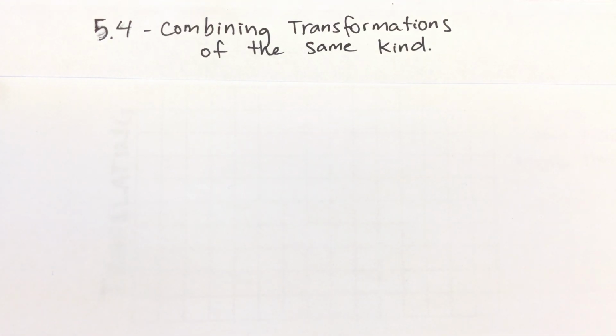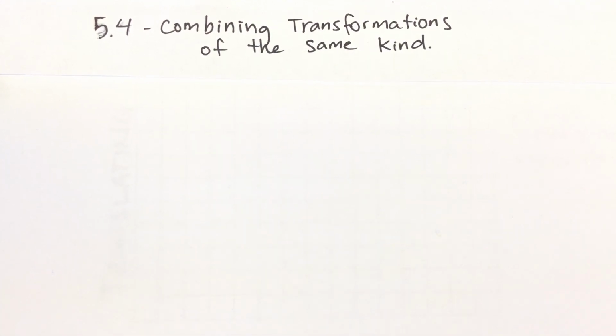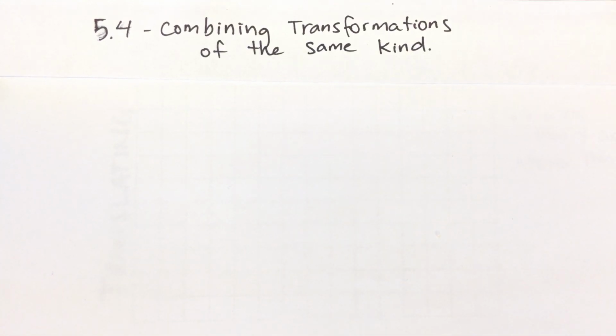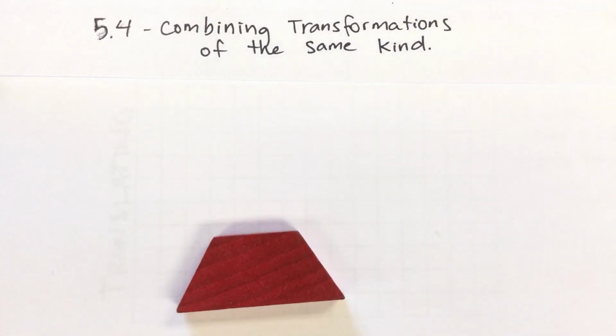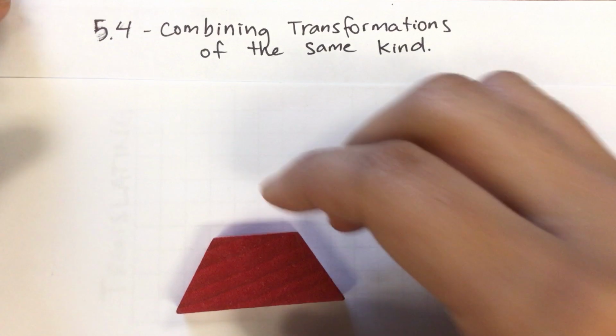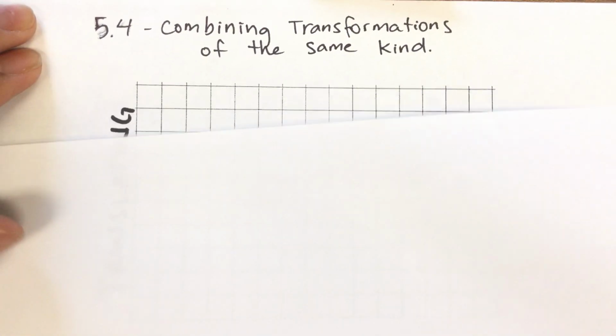It is section 5.4. We're going to be combining transformations of the same kind. All right, let's get into this. There's going to be three things that we're going to be doing in this chapter, and they're a combination of the three things that we've been doing in the past three chapters, and they are translating, rotating, and reflecting. I'm going to be using this shape right here, this trapezoid, and let's get started with translating.